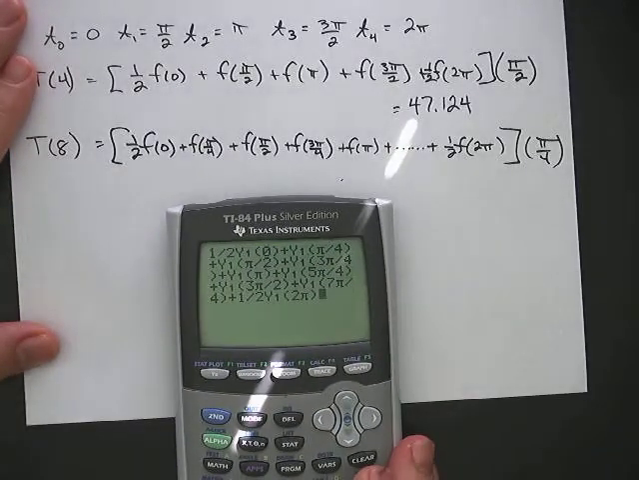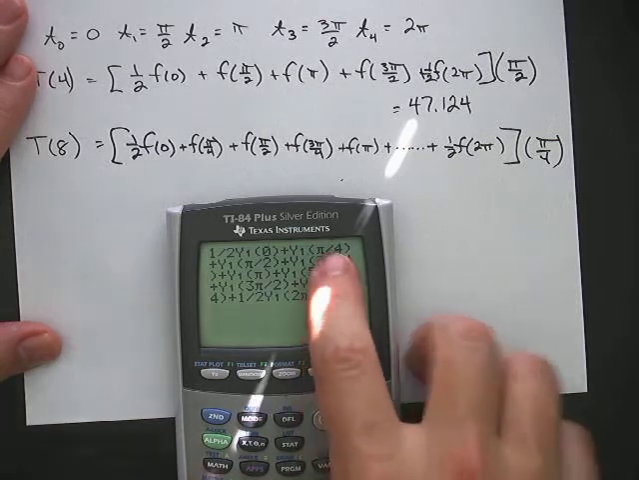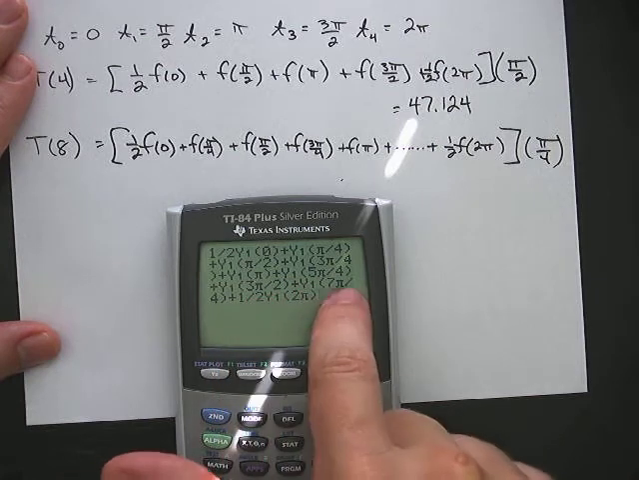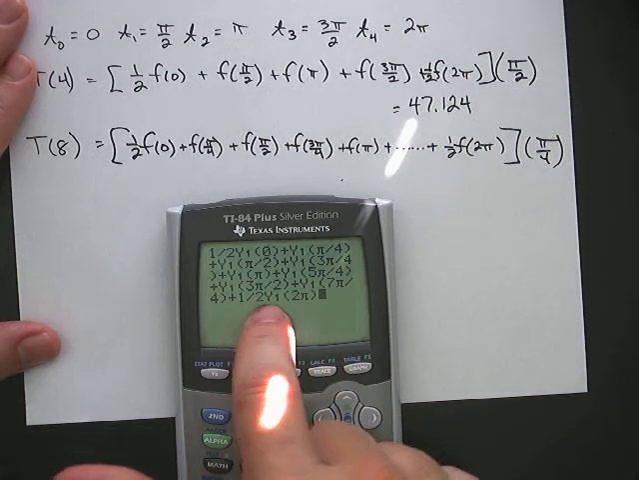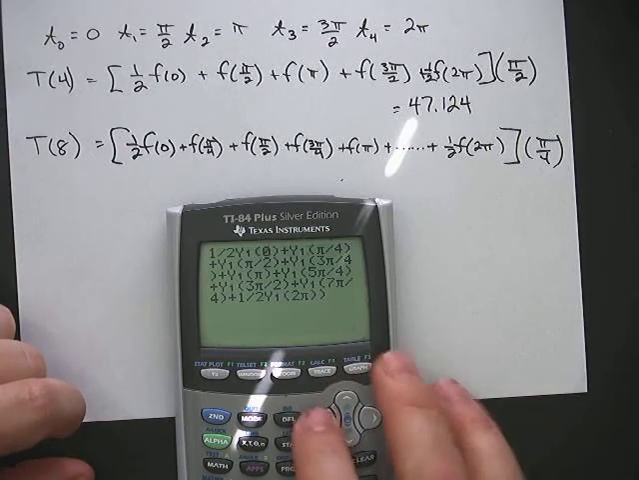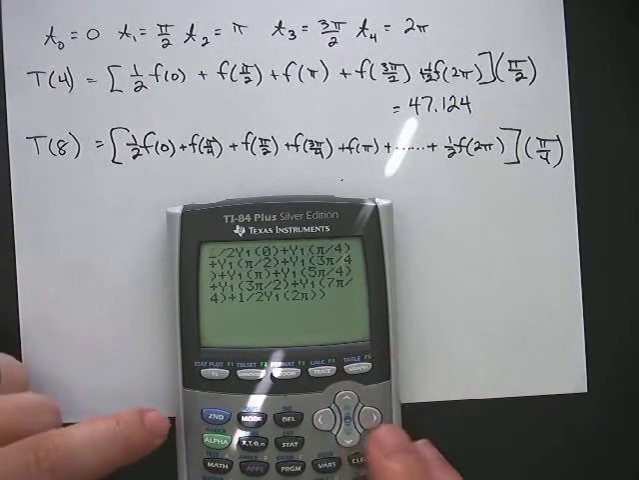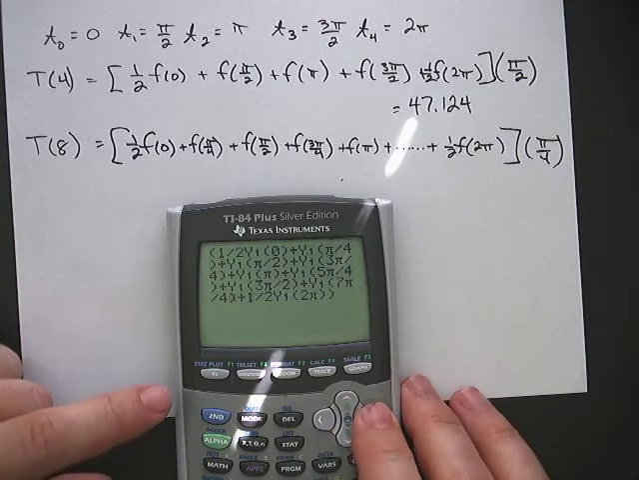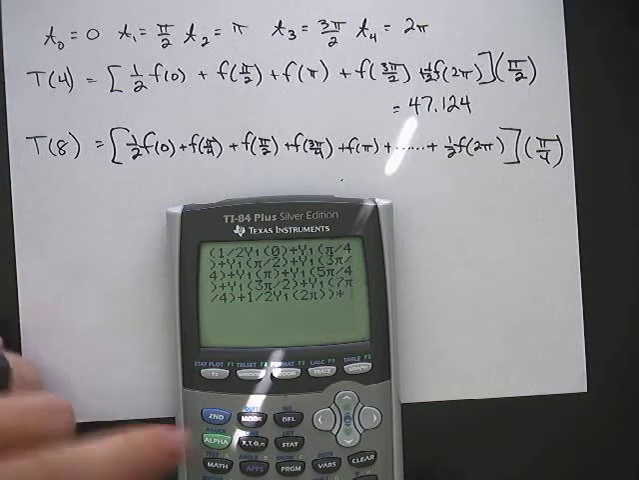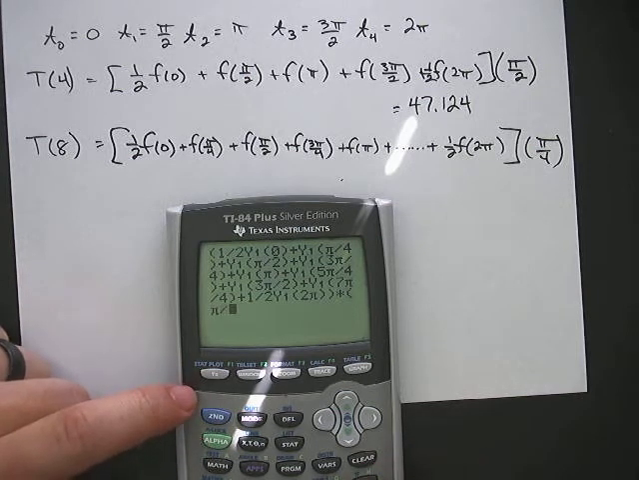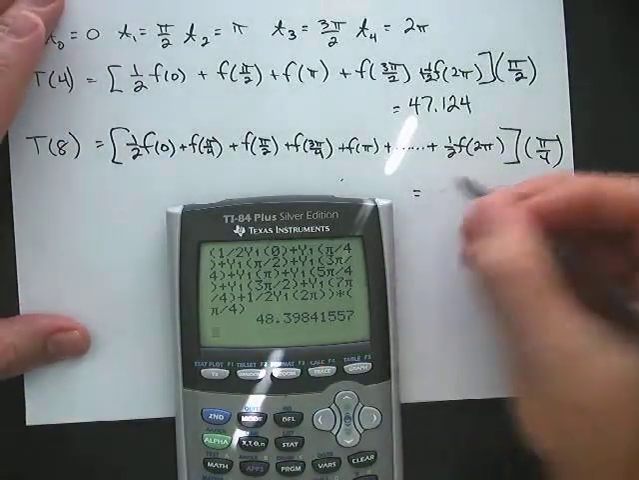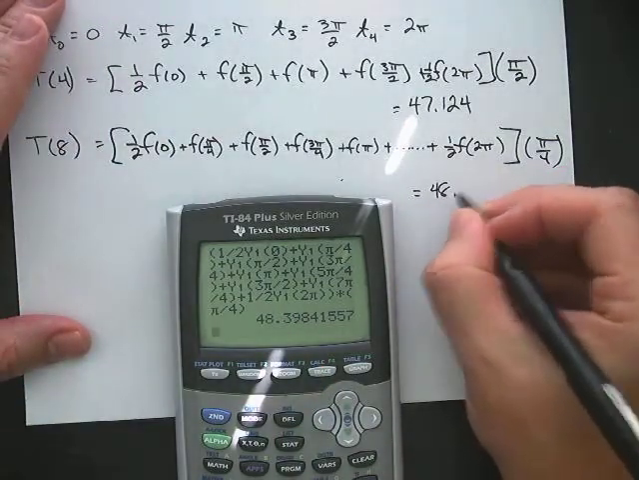Okay, so I've got every value there. There's the pi over 4, pi over 2, 3 pi over 4, pi, 5 pi over 4, 3 pi over 2, 7 pi over 4, and 1/2 times 2 pi. Okay, and like last time, if I want to go ahead and multiply that by the delta t, I can do that. I'll multiply by pi over 4. Okay, and there we go. So for this one, I get 48.4.